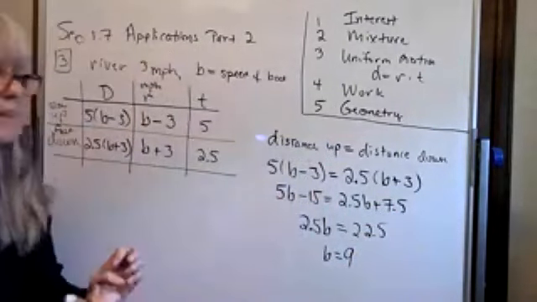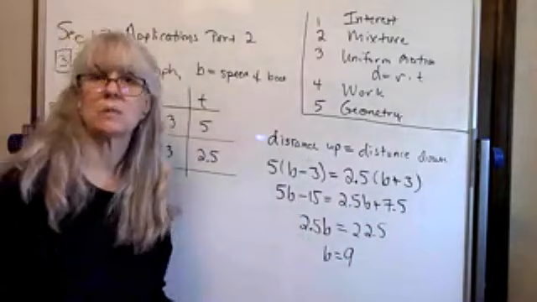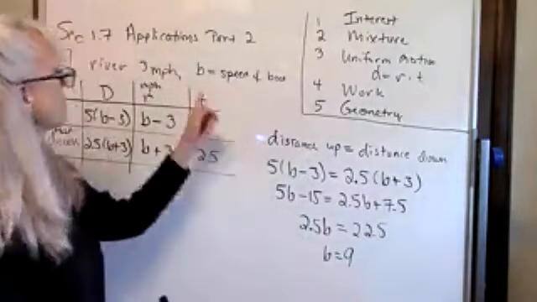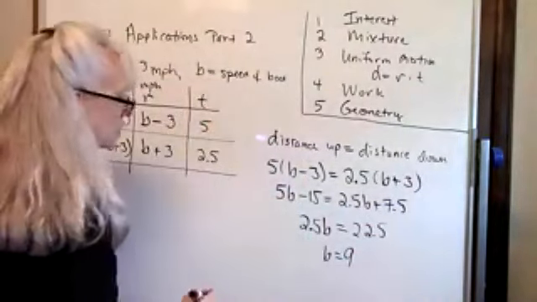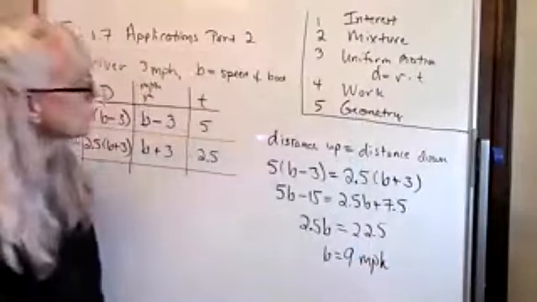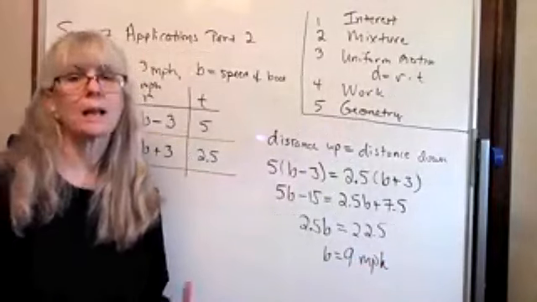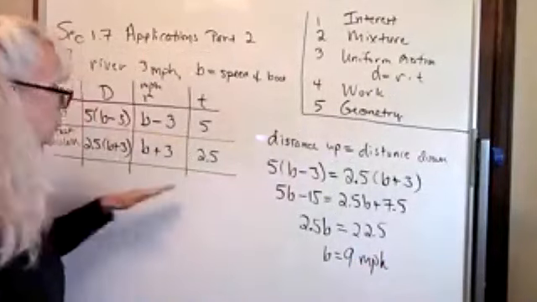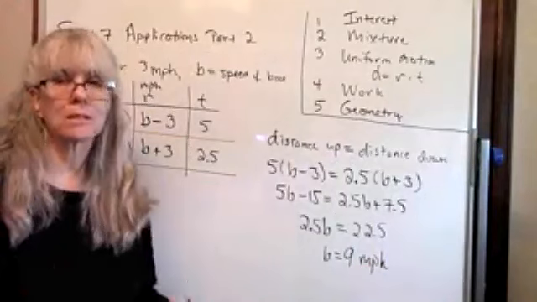So just to make sure we answered the question, it's asking for the speed of the boat. And B, sure enough, is the speed of the boat. So the boat is traveling at 9 miles per hour. And that's a uniform motion problem. They can be kind of quirky because you might have that third row and you might not. So take them slow, fill in the chart.